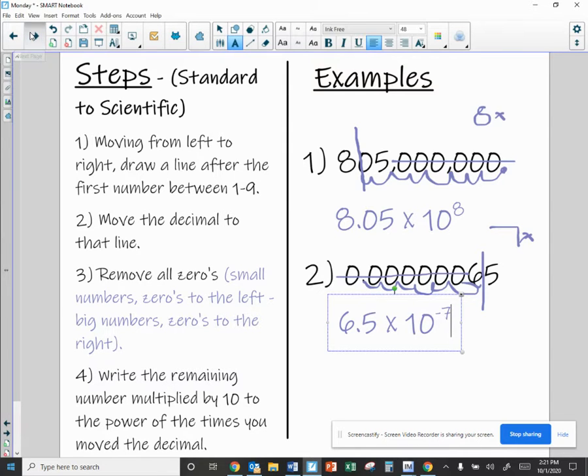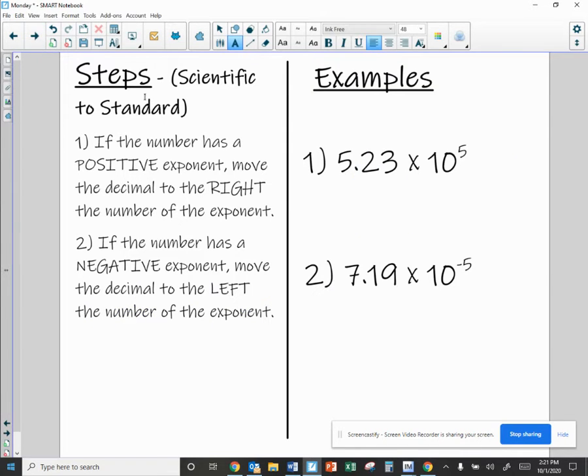And the other part of this video is going to be just how do I change it from scientific back to standard. So now I have all of these scientific numbers, and I need to change them. If the number has a positive exponent, we're going to move the decimal to the right. Looks like there's a typo right here. Oh yeah, to the right, the number of the exponent, whatever the exponent is.